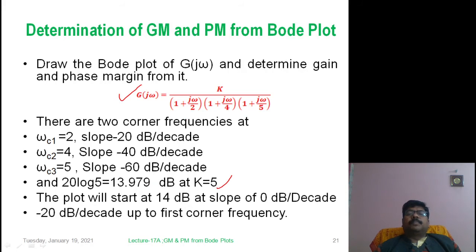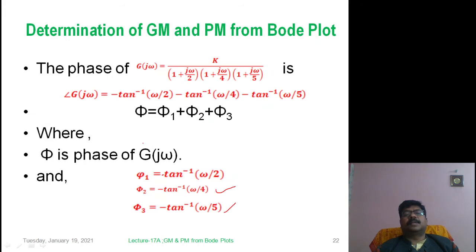Since there is no pole at the origin, whether simple pole or multiple poles, both plots will start from 20 log k, that is at 14 dB at 0 dB, and it will continue up to the first corner frequency, omega equal to 2 radian per second. So here you can see in the Bode plot.